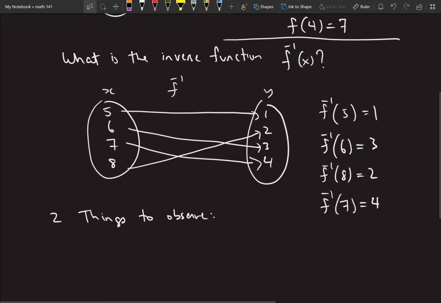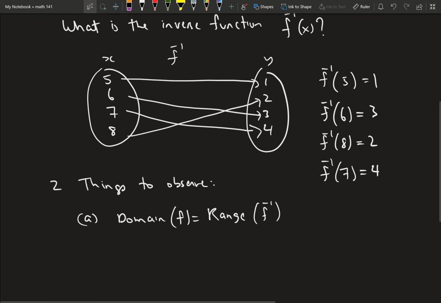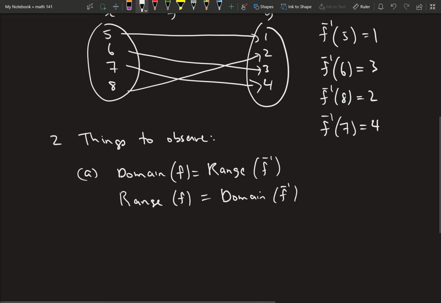So one is that the domain of f is the range of f inverse. Right? The output values for f inverse were the domain of f, and the range of f was the domain of f inverse, because we swap. So that's one thing that happened.